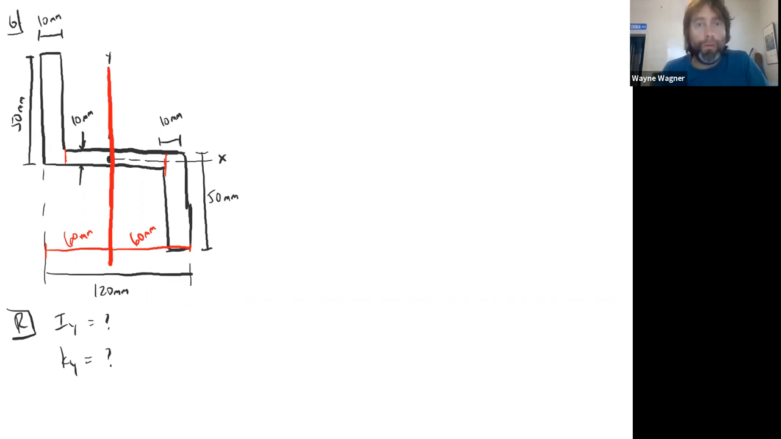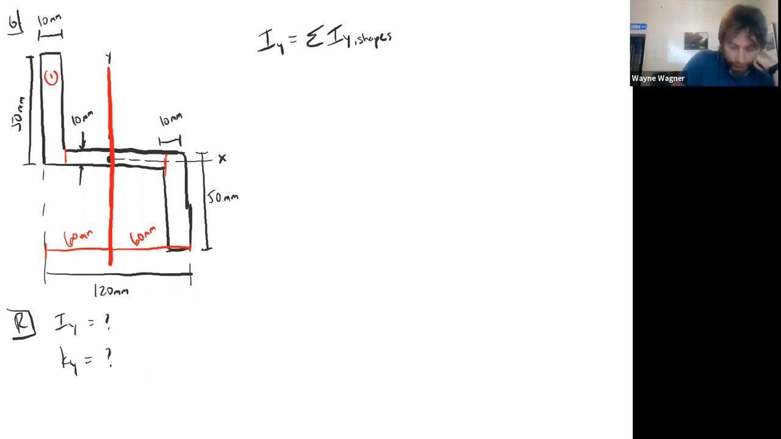Okay, so right off the bat, you should see that this is not like the other problems. What you can do here to get the moment of inertia is you can basically sum the moments of inertia of all the shapes. The nice thing about the moment of inertia is it's completely cumulative, so you can just add it up. We're going to break this up into shapes. I'm going to call this shape 1, this shape 2, and I'll call this shape 3.